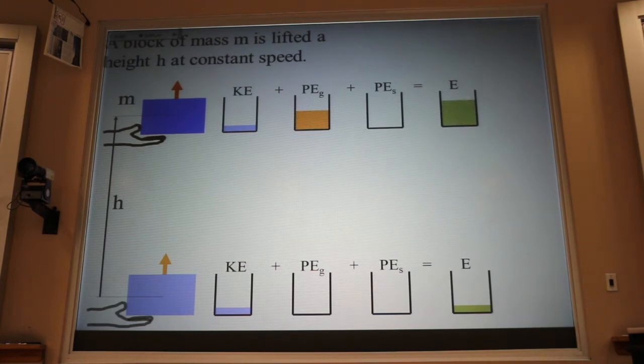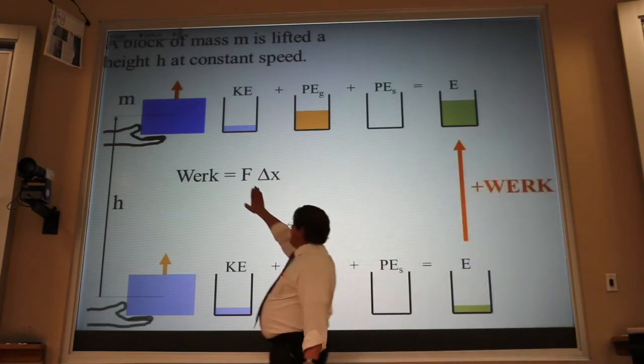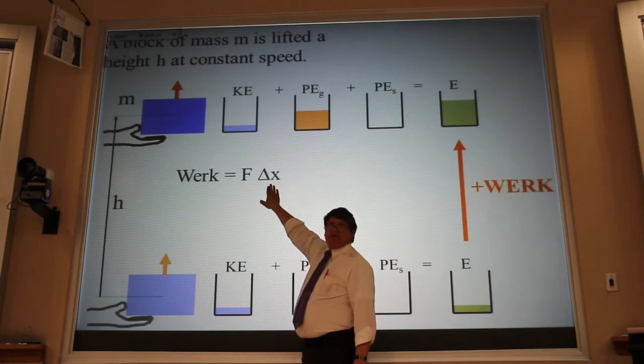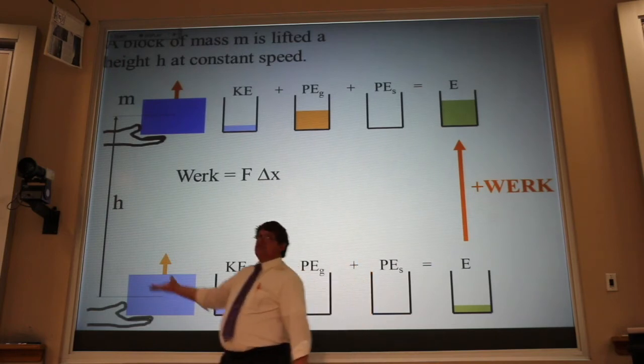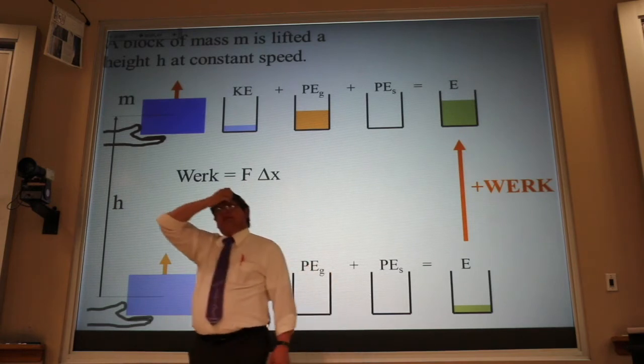Now the only way you can change the total energy is to do work. And if the total energy got bigger, that means the work was positive. Well, what did the positive work? The hand. And I can calculate that very easily. It's the force exerted by the hand times the distance. Well, the distance is just h.